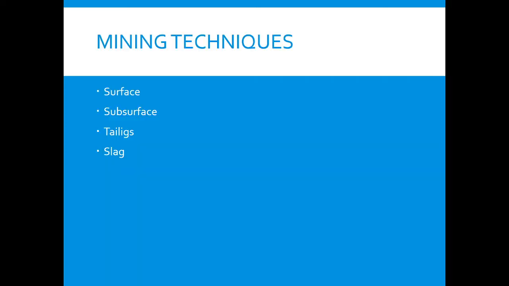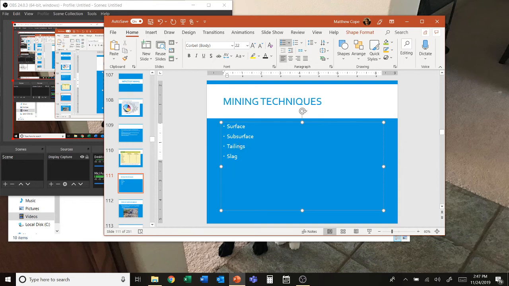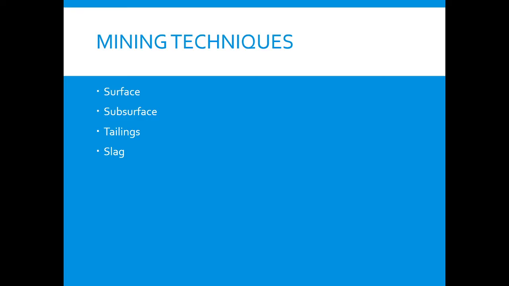So some of the techniques that are used, we're going to specifically look at surface and subsurface mining. Tailings, that should be tailings. I'm going to change that while we're watching this because that is kind of an important term. Tailings and slag are two terms that we'll look at the very end to discuss what they are.